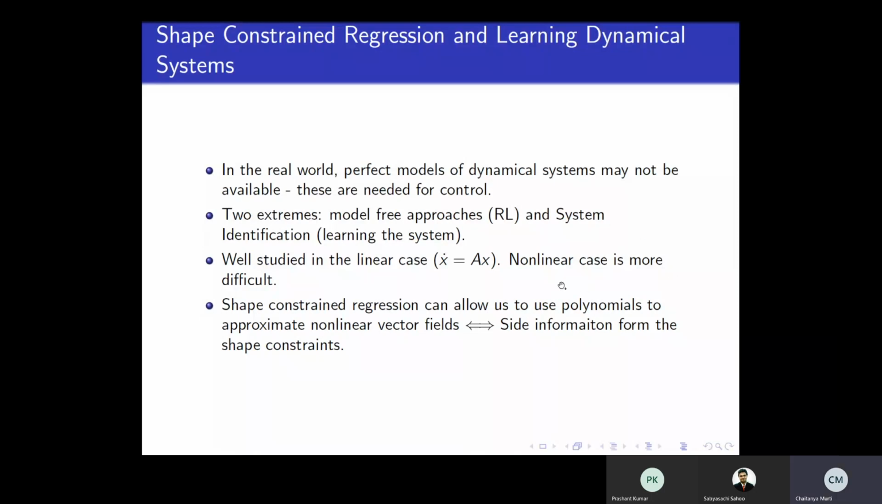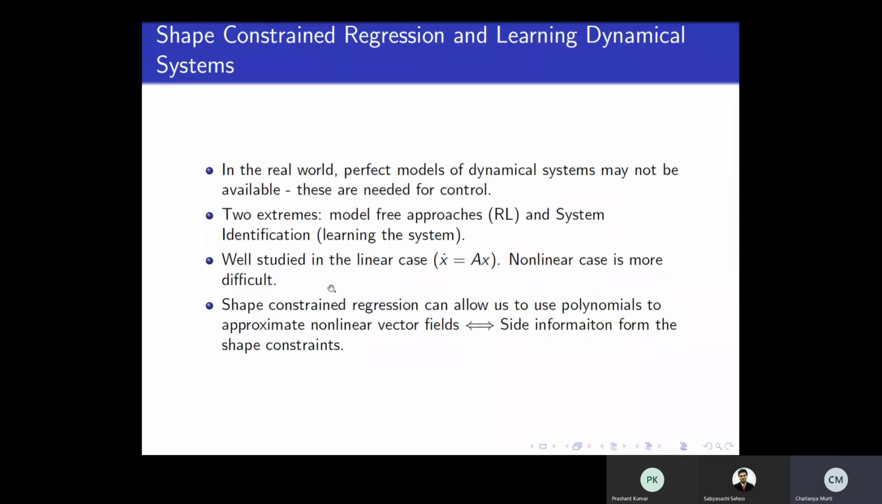So there are two sort of extremes. One is when you have a perfect model, which we can't do. If we don't have a model, there are two other extremes. One is a pure model-free approach, which is just pure RL, an unobservable MDP, just use policy gradient and go for it. And the other approach is system identification, where you try and learn an approximation of the dynamics.